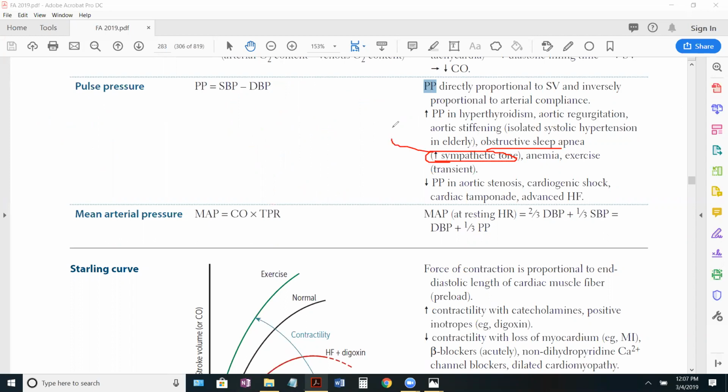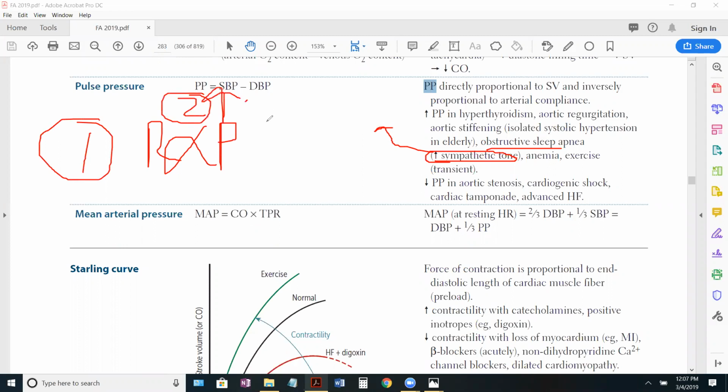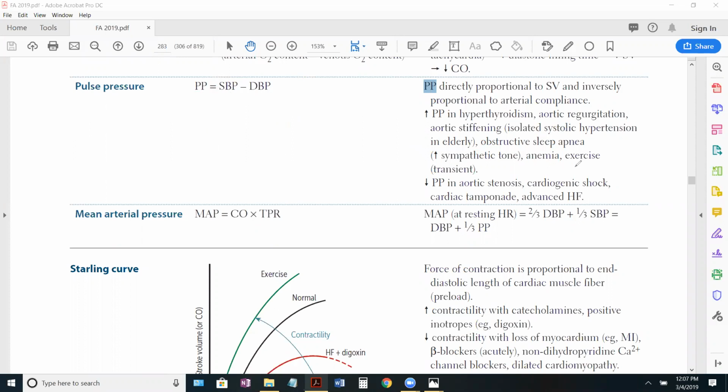Okay, so obstructive sleep apnea causes increased sympathetic tone, and that will increase not only the contractility of the heart, but also the resistance of the arterioles. I told you resistance is directly proportional to pressure. Due to this one effect, and the second effect, which is increased contractility of the heart, the systolic blood pressure will increase and the pulse pressure will increase. Anemia also makes the heart work more, and that gives rise to more pulse pressure. Similarly, exercise and anemia. Both processes make your heart work more and stronger, and that is the increased pulse pressure.